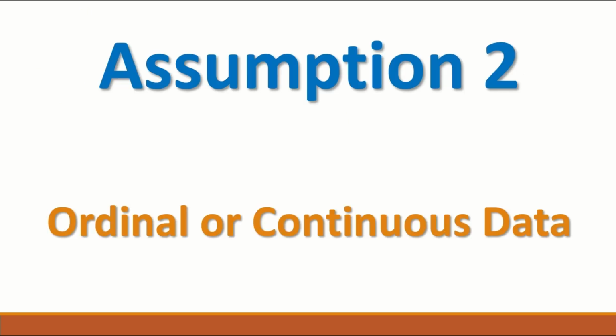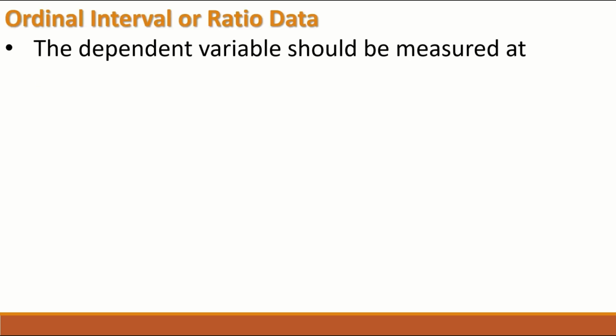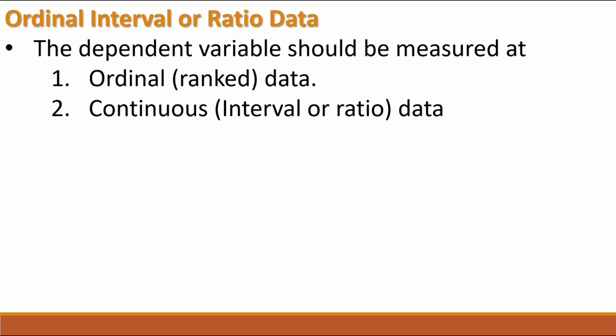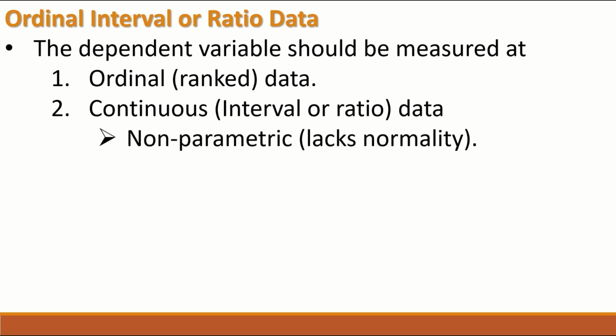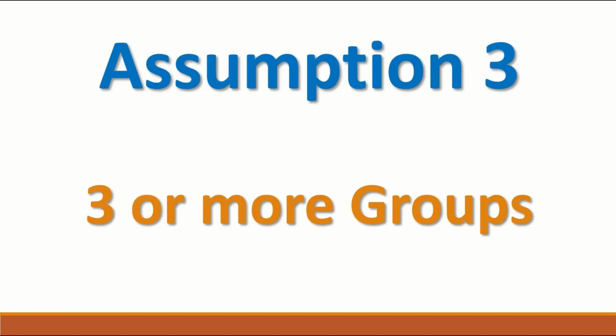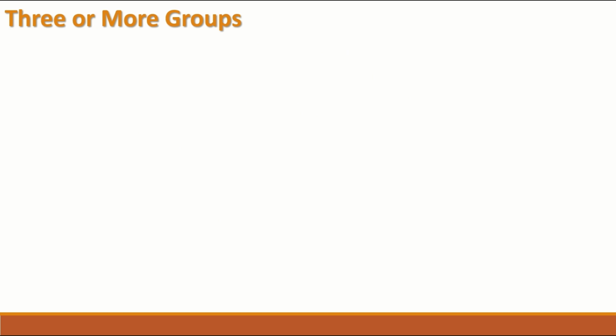The second assumption is that the data are ordinal or continuous. The dependent variable should be measured at either an ordinal rank data level or at a continuous numerical scale, and that can be interval or ratio. And if it is continuous data, then this data should be non-parametric, which means it lacks normality, to use this test. The third assumption is that there should be at least 3 groups.